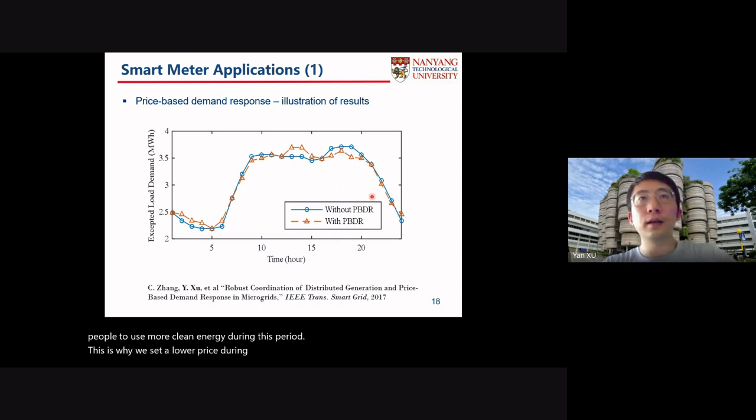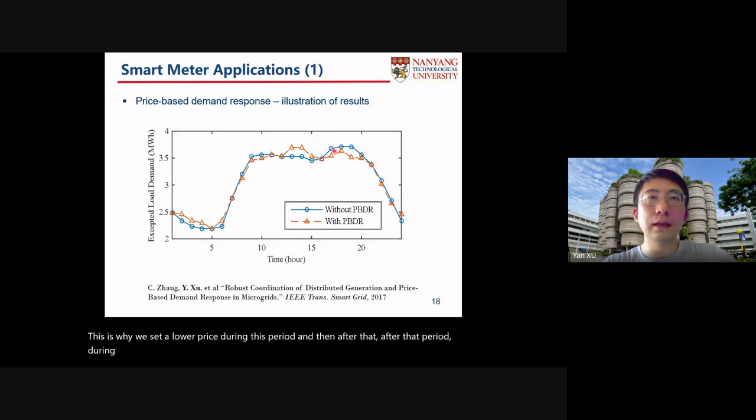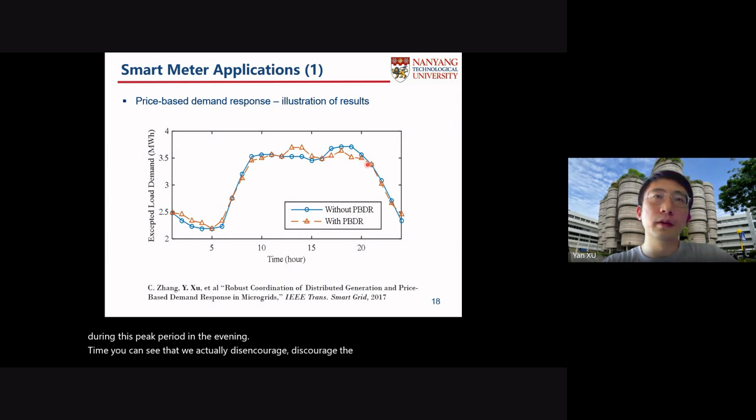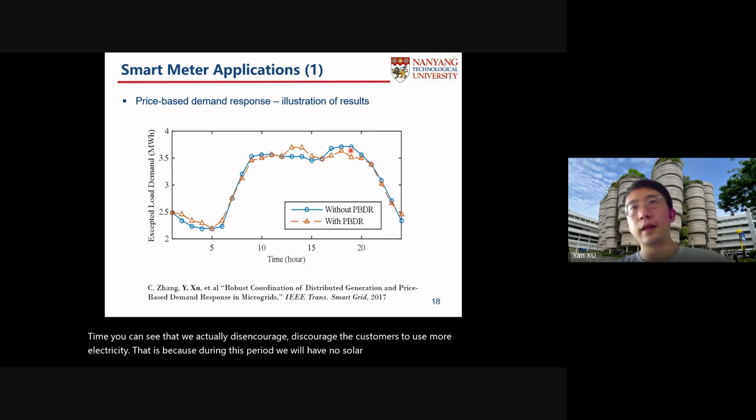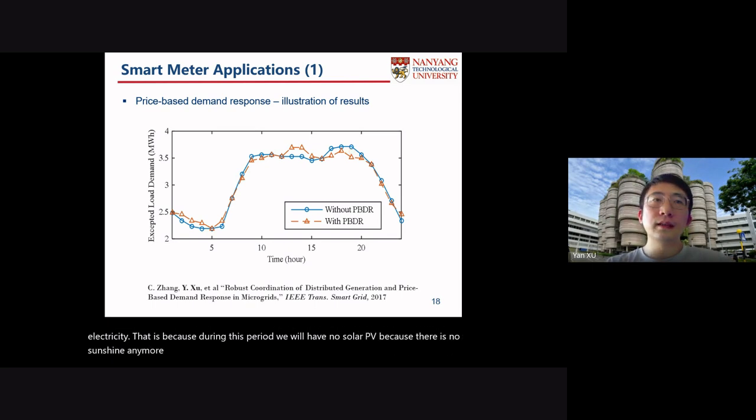And then after that period, during the peak period in the evening time, you can see that we actually discourage the customers from using more electricity. That is because during this period we will have no solar PV, because there is no sunshine anymore. So we set a higher price during this evening period.